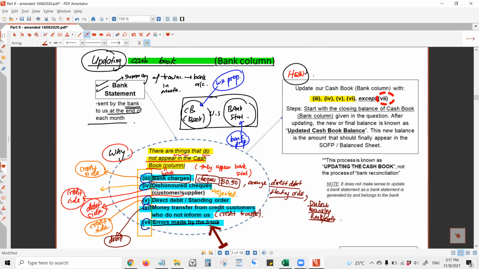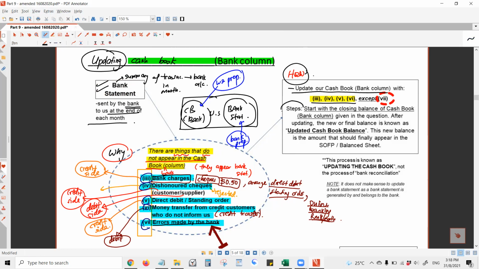So I'm going to show you how you update the cash book bank account. Let me repeat what you are seeing here. Initially, I talked about the bank statement, and there are things that appear in the bank statement, but do not appear in the cash book bank account. These are some examples of items, 3, 4, 5, 6, 7. Except the last one, the bank error, the rest you have to record into your cash book bank account as an update. So I show you how to do it.